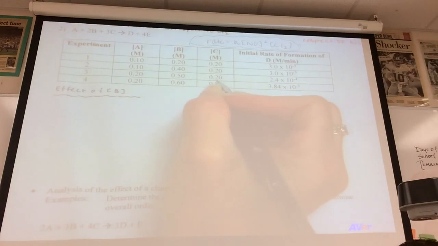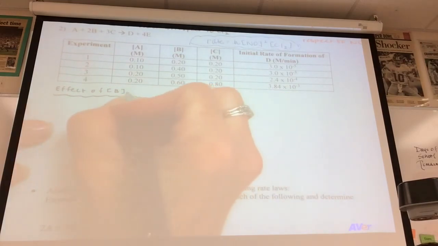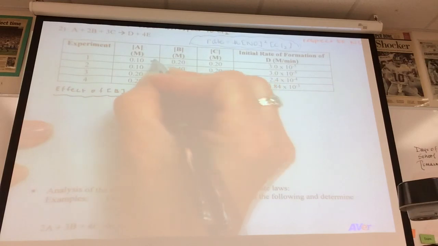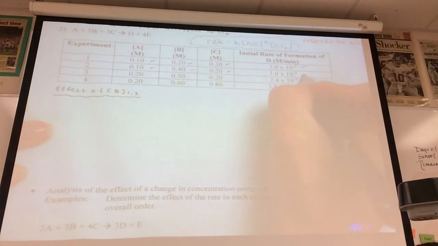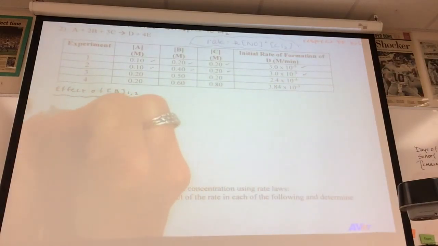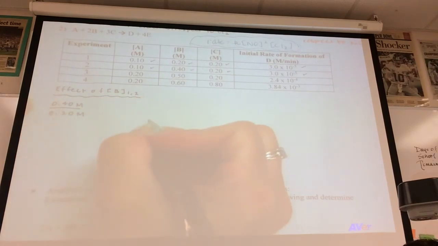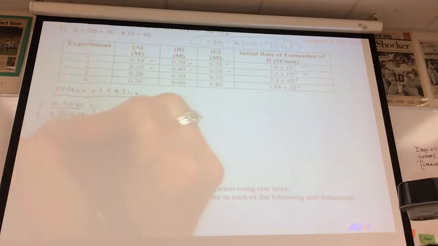Where are both A and C constant? Where A doesn't change and C doesn't change? 1 and 2. So I'm going to look at experiments 1 and 2 because A and C are constant. B doubles. The rate doesn't change. So I've got 0.40 molar, 0.20 molar, so that'll be to the M.